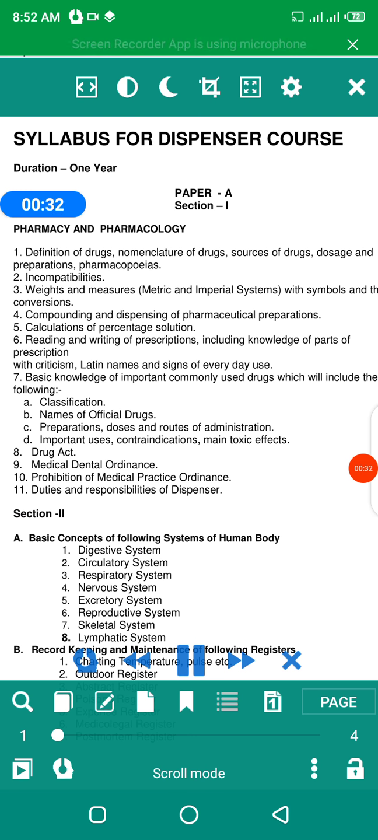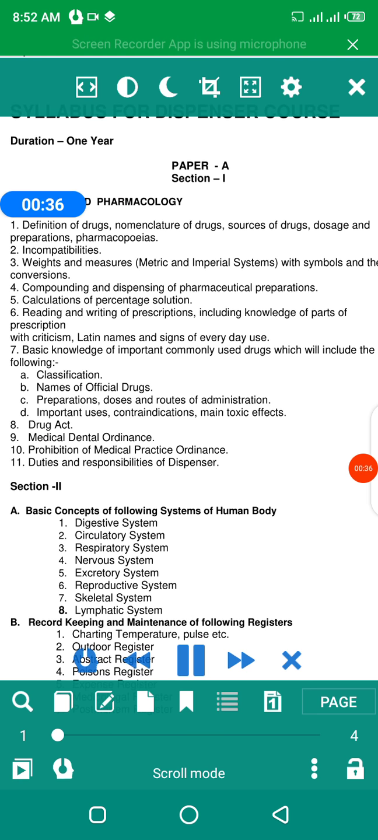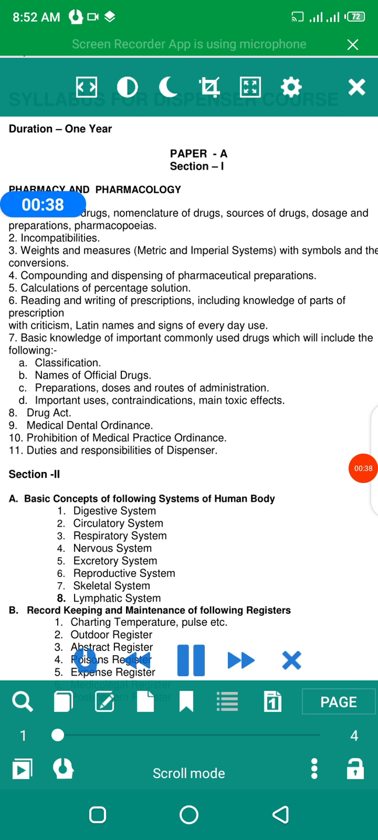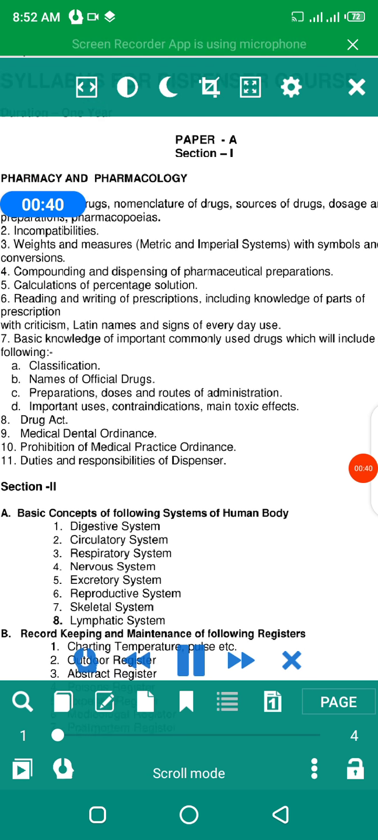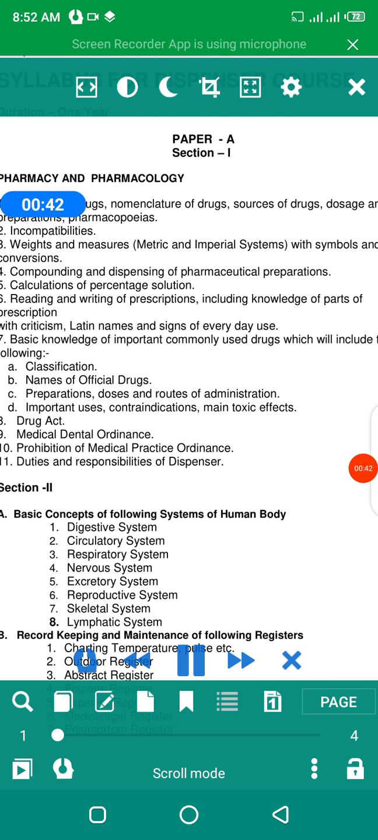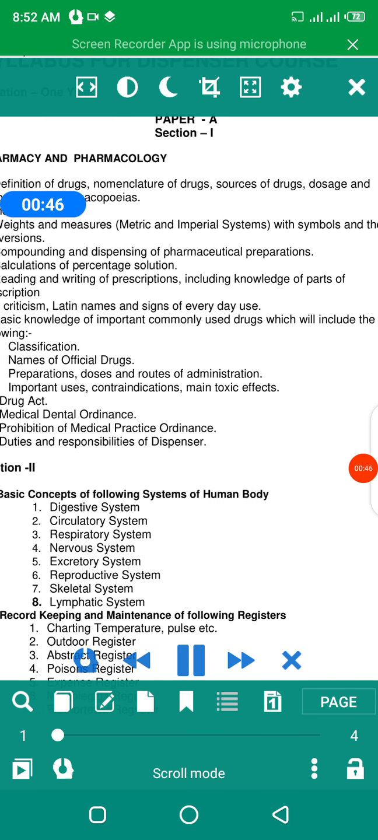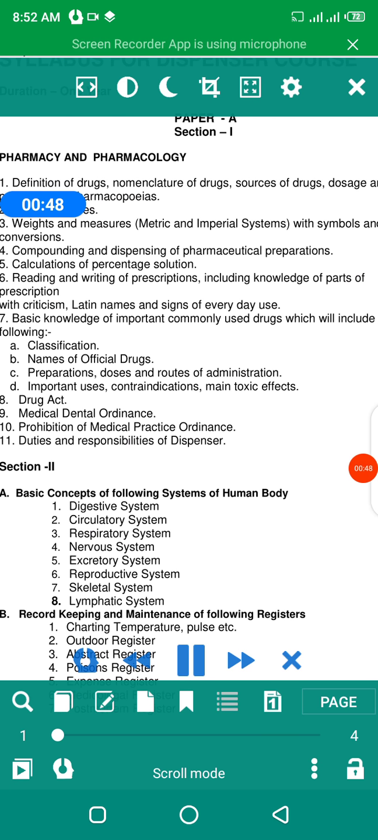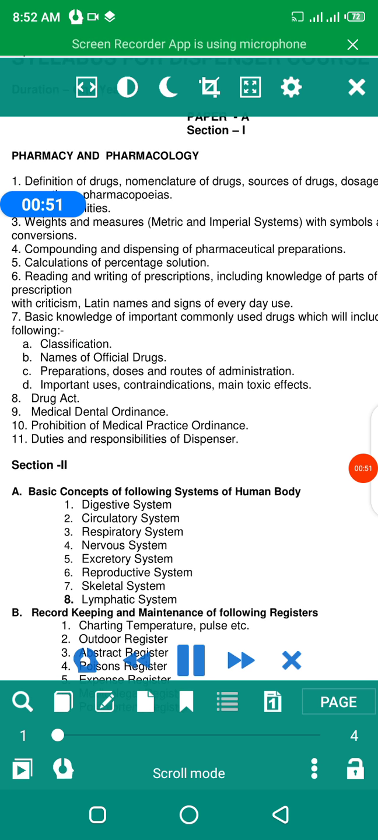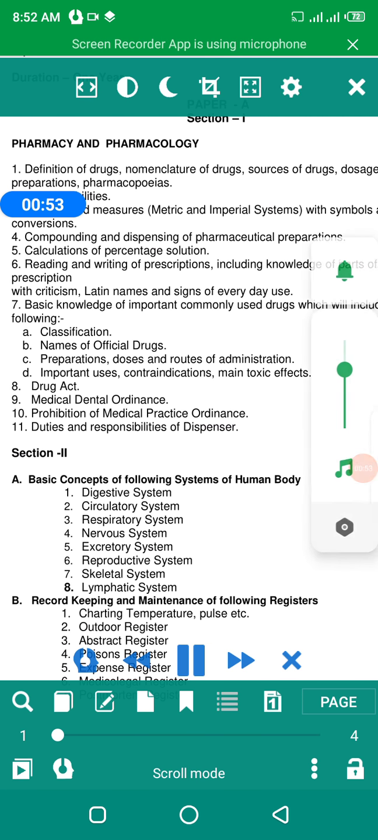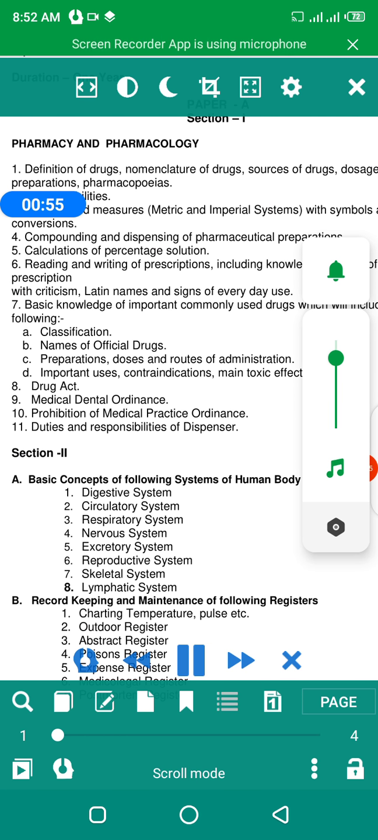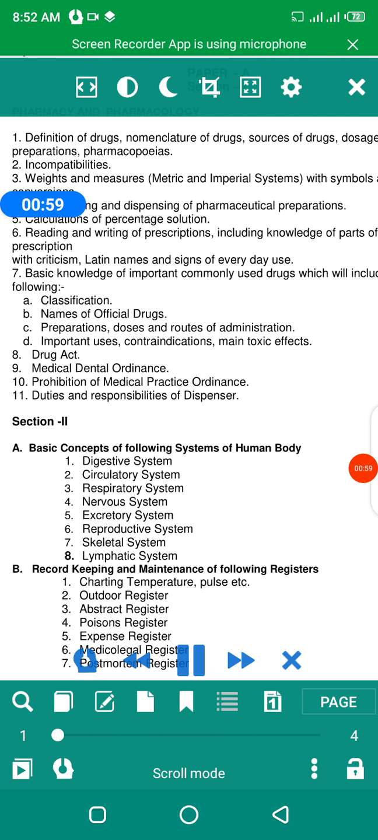5. Calculations of percentage solution. 6. Reading and writing of prescriptions, including knowledge of parts of prescription with criticism, Latin names and signs of everyday use. 7. Basic knowledge of important commonly used drugs, which will include the following: A. Classification. B. Names of official drugs. C. Preparations, doses and routes of administration. D. Important uses, contraindications, main toxic effects.